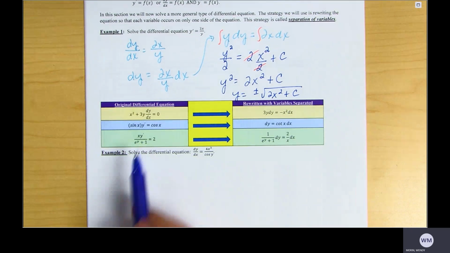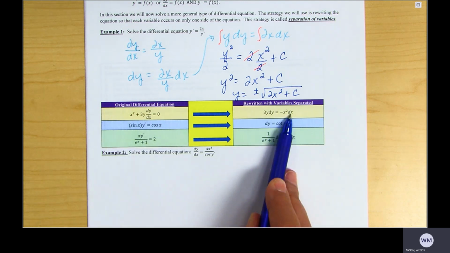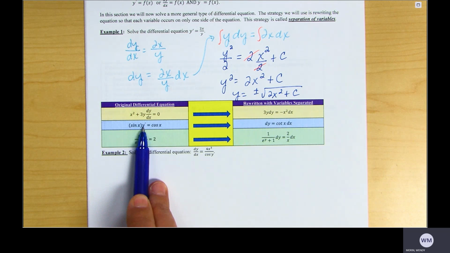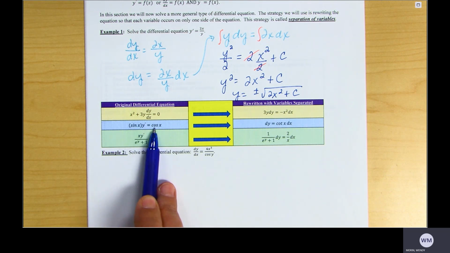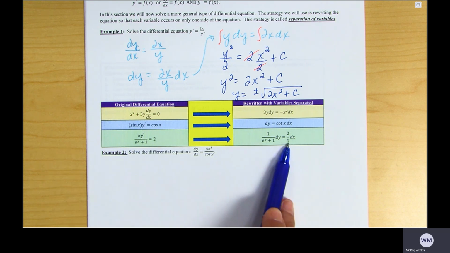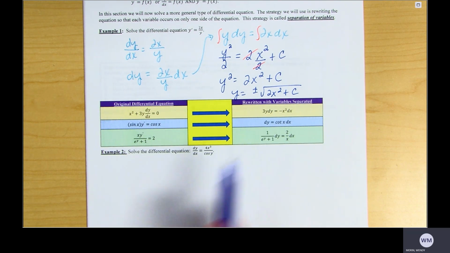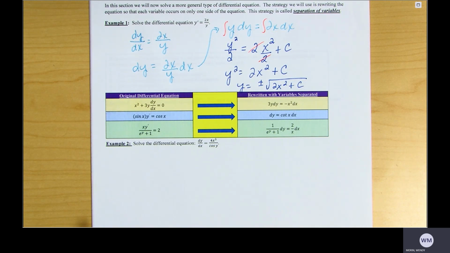So here's a couple examples of how to separate variables. Again, we would subtract the x squared and move the dx to the other side. This one we would divide by sine x. And again, this is dy over dx. This one right here, let's move the x to the other side. Okay, and then again, separate the dy on one side and the dx on the other. So there's a couple rewritten with separation of variables.